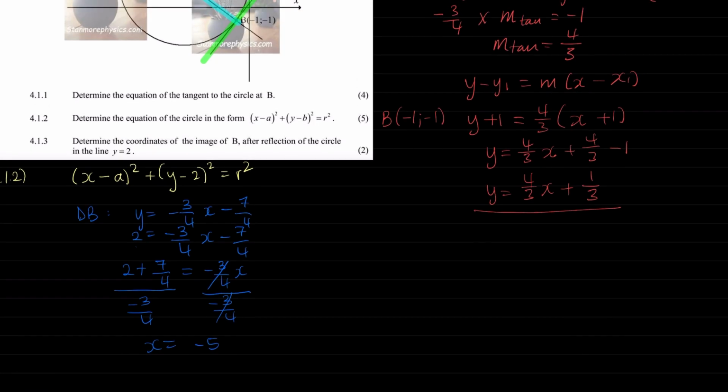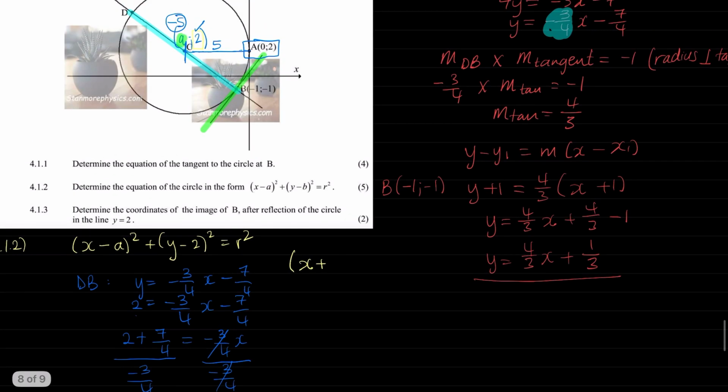So I can write out my formula. My formula is going to be x plus, well, x minus negative 5 is x plus 5 all squared, plus y minus 2 all squared, equals 5 squared. So that's r squared, that's fine, that's correct.